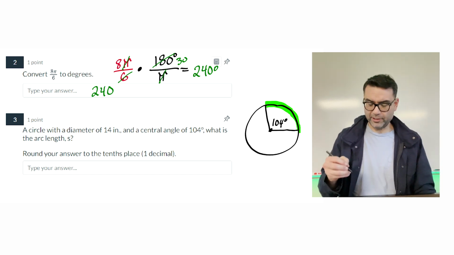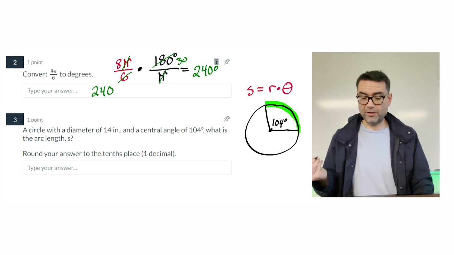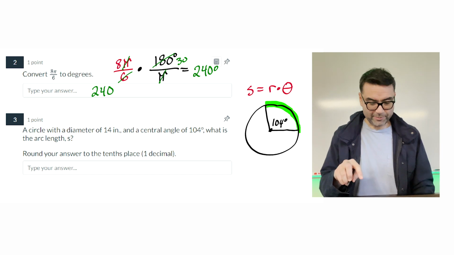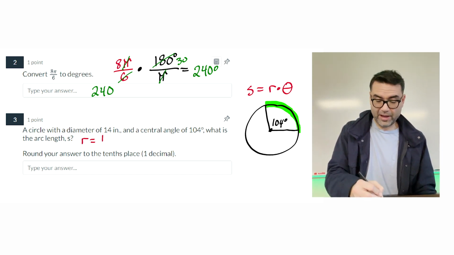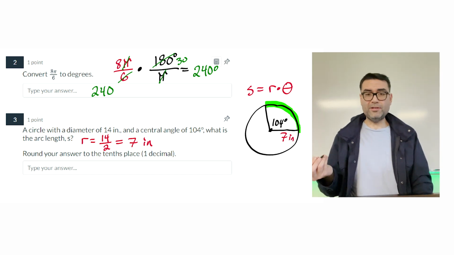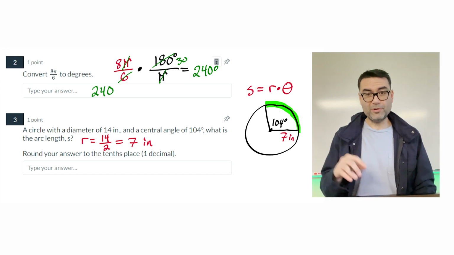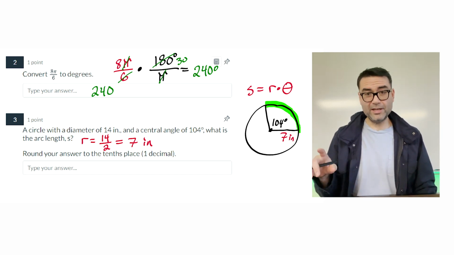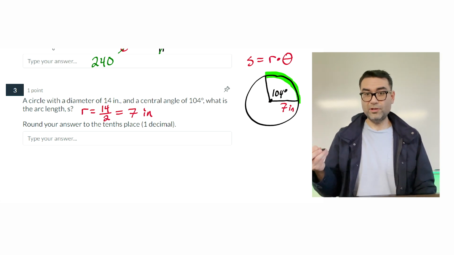The formula is actually pretty easy. It's your arc length S equals R times theta, where theta is your angle and R is the radius of the circle. Let's talk about that real quick. The diameter was 14 inches, so the radius would equal half of that, 14 over 2, which is 7 inches. Now you might think, okay, just R times theta, so 7 times 104, but that's in degrees and the formula is used in radians.